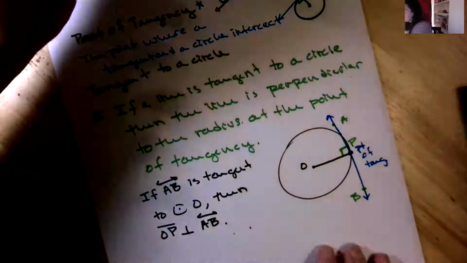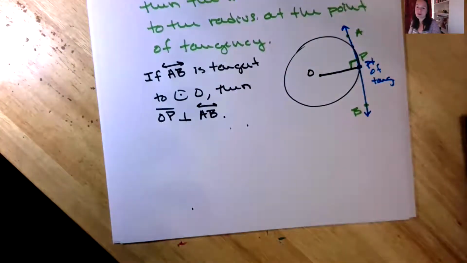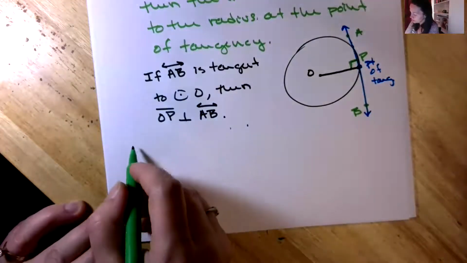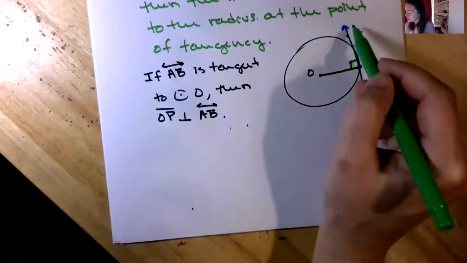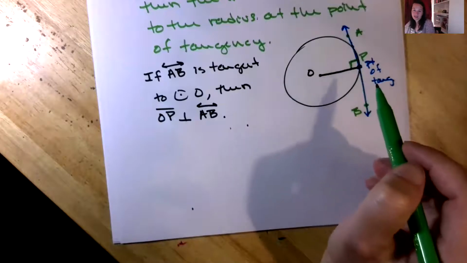Okay, in this case, the converse is actually true. Do you remember what the converse is? Converse is when you switch the if and the then, when you change it around. So the other thing that we happen to know is anytime you draw a line that is perpendicular to the radius of a circle, it has to be the tangent.